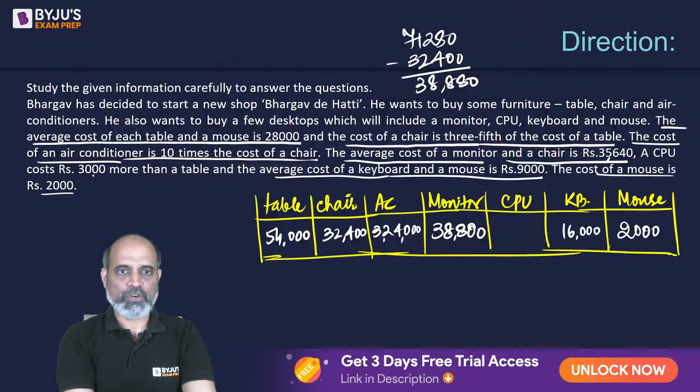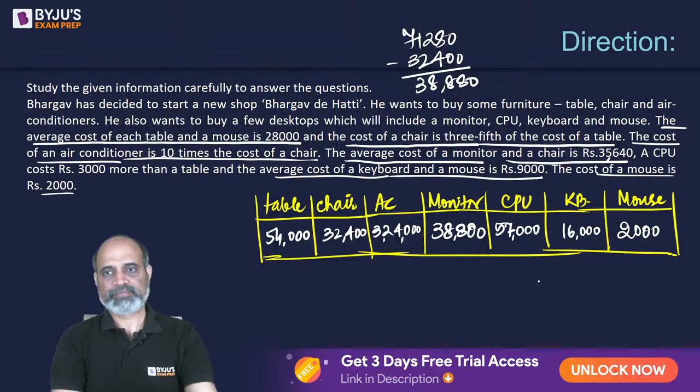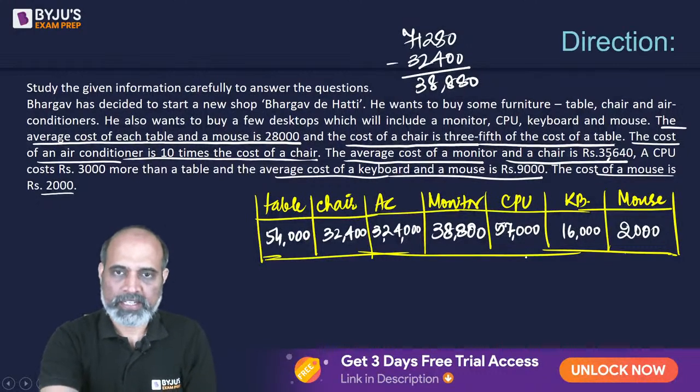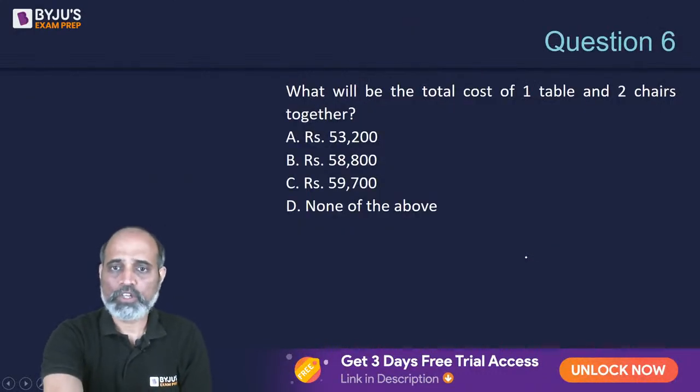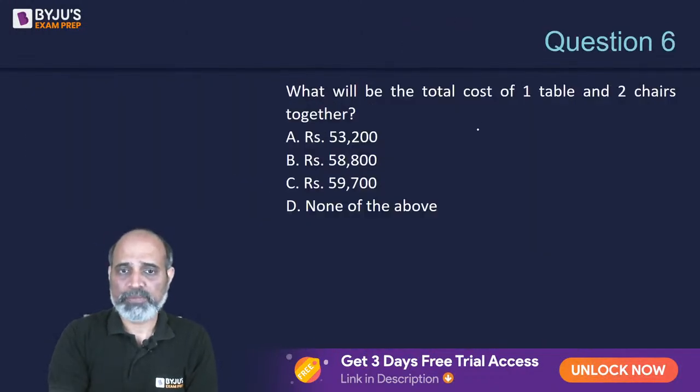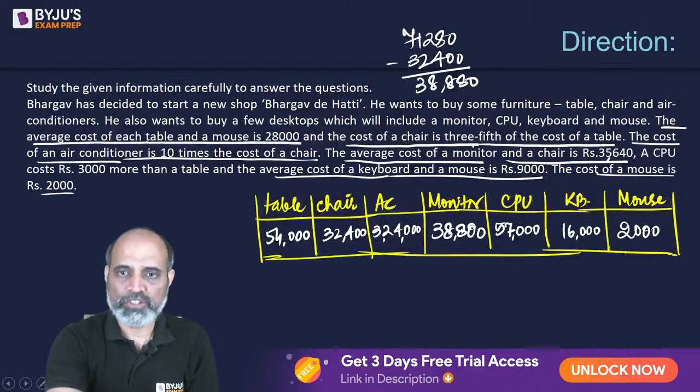Next, a CPU costs rupees 3,000 more than the table. So 54,000 plus 3,000, which is 57,000. Right? Let's look at the questions. First, what will be the total cost of one table and 2 chairs together? So one table is 54,000. And then we have got 2 chairs.